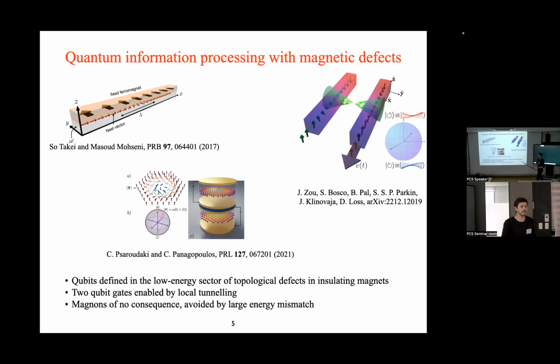So how are these defined? Usually a qubit is defined in the low energy sector of the topological defects in insulating magnets. For single qubit gates, you apply some magnetic pulses on these objects and you can rotate them, or as Jizu was mentioning, you can move them around. Two qubit gates are enabled by local tunneling. You can bring them in proximity, as Jizu was already saying. And because these are the low energy modes of the system, here they disregard any kind of magnons that are natural in the system.